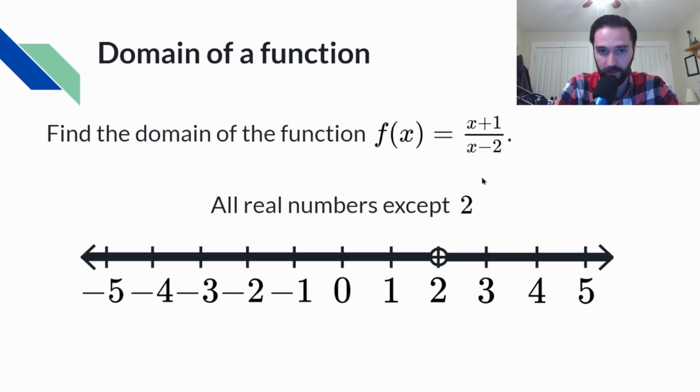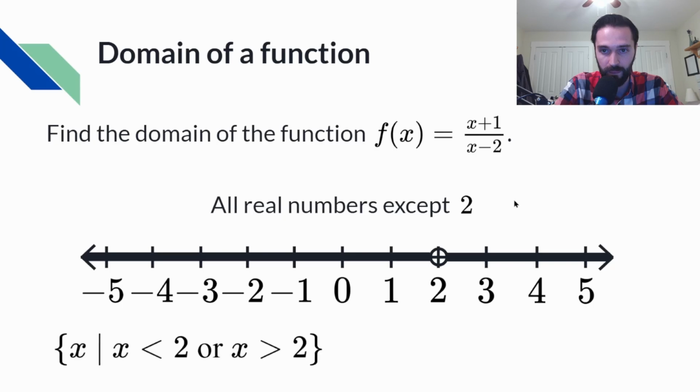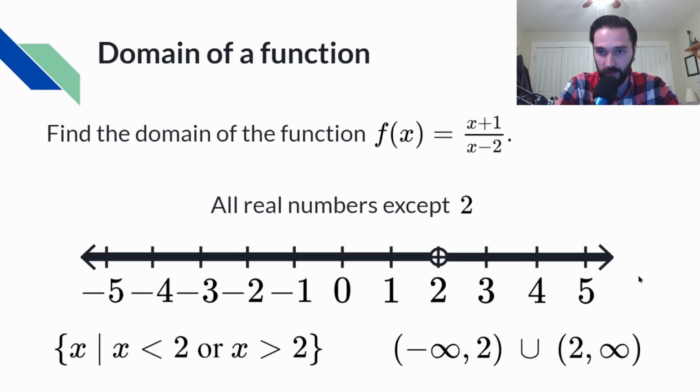We can plug anything we want into this function except for 2. Here's what that looks like on the number line. We have everything shaded from negative infinity up to 2, and then 2 up to positive infinity. 2 is not included, so we have a circle here. Here's what it looks like in set builder notation, and here's what it looks like in interval notation. It's the union of two intervals: everything from negative infinity up to 2, or everything from 2 up to infinity.